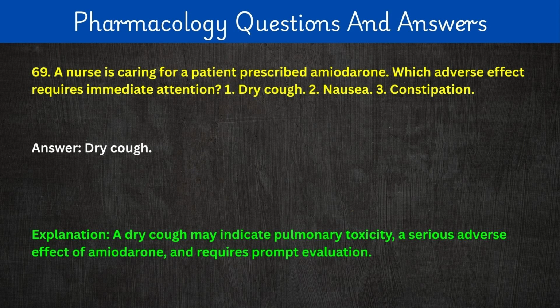69. A nurse is caring for a patient prescribed amiodarone. Which adverse effect requires immediate attention? 1. Dry cough. 2. Nausea. 3. Constipation. Answer: dry cough. Explanation: a dry cough may indicate pulmonary toxicity, a serious adverse effect of amiodarone, and requires prompt evaluation.